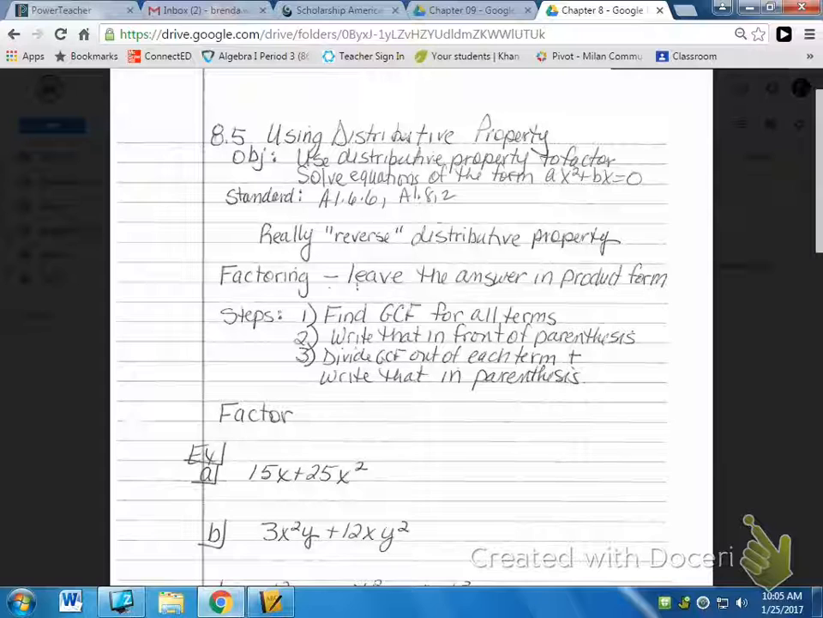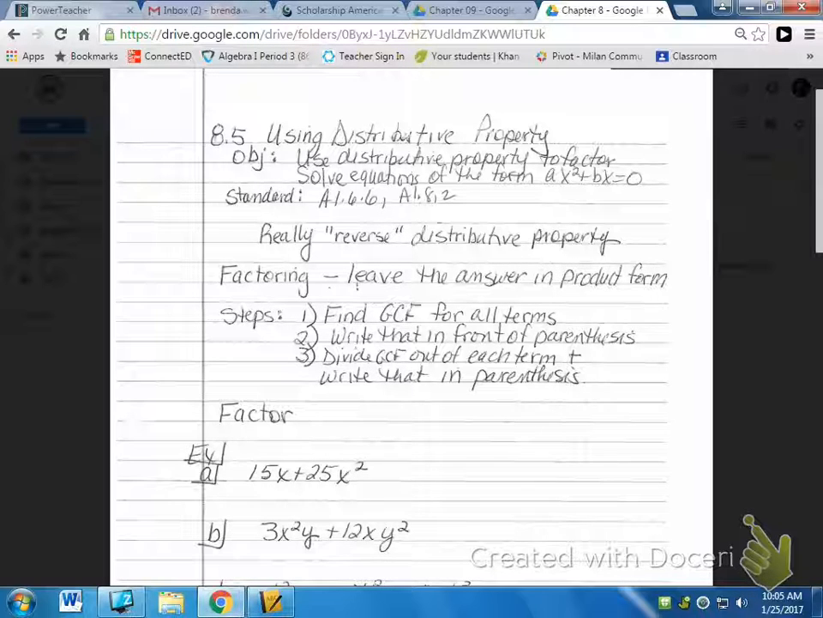So our objective today is to use distributive property to factor and also to solve equations that are in the form of ax squared plus bx equals 0. That just means that you would have numbers for a and b, but you want something that would have a squared term and then just a regular x term. So we will be solving equations too. So again, really reverse distributive property. It's otherwise known as factoring.